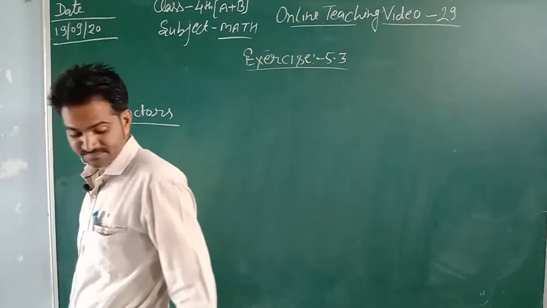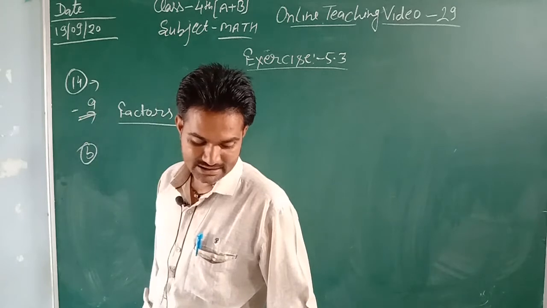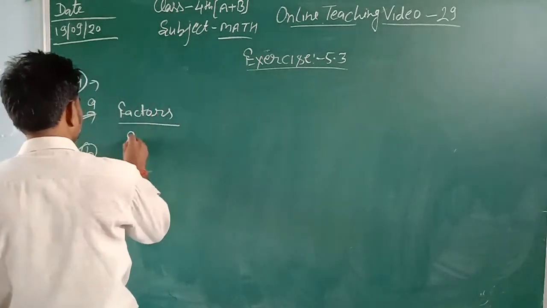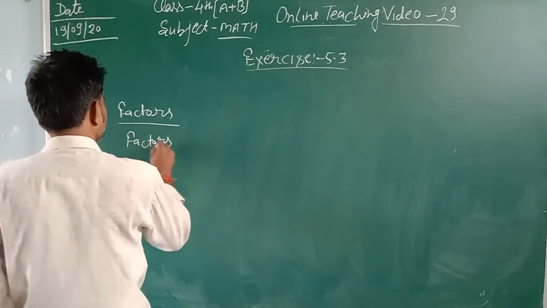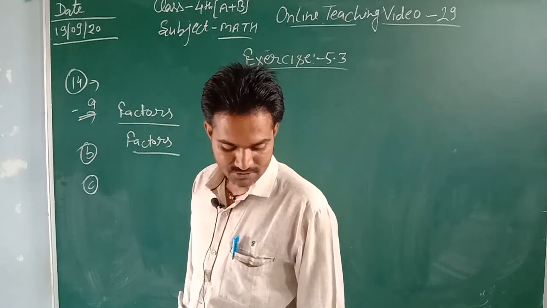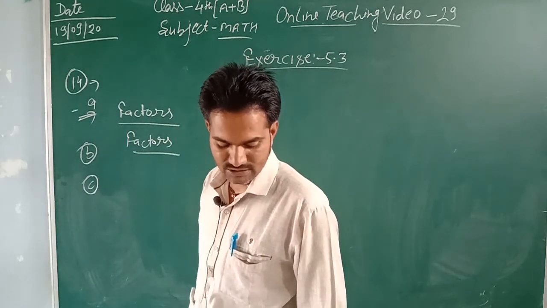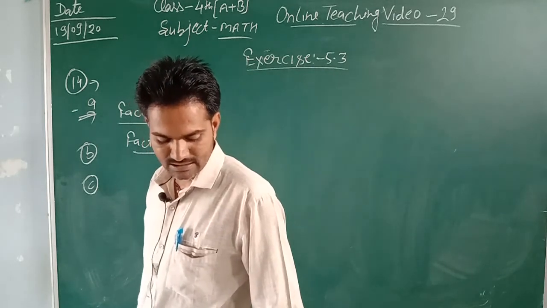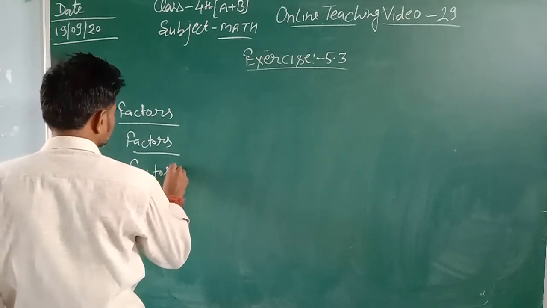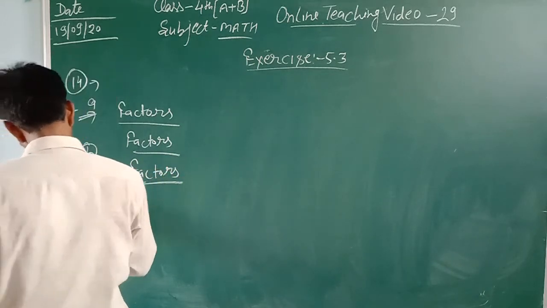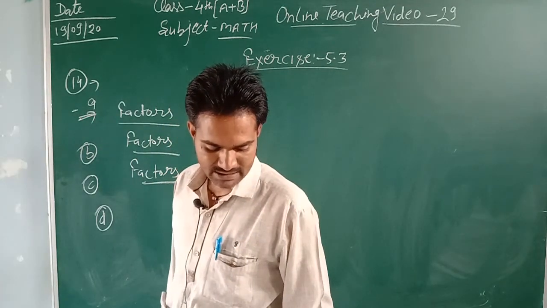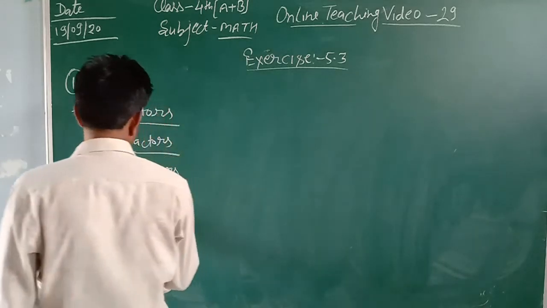Part B: 7 into 6 equal to 42. So 7 and 6 are factors of 42. Here also we fill in the blanks with factors. In part C, 5 into 6 equal to 30. So 5 and 6 are factors of 30. 11 into 5 equal to 55. So 11 and 5 are factors of 55.